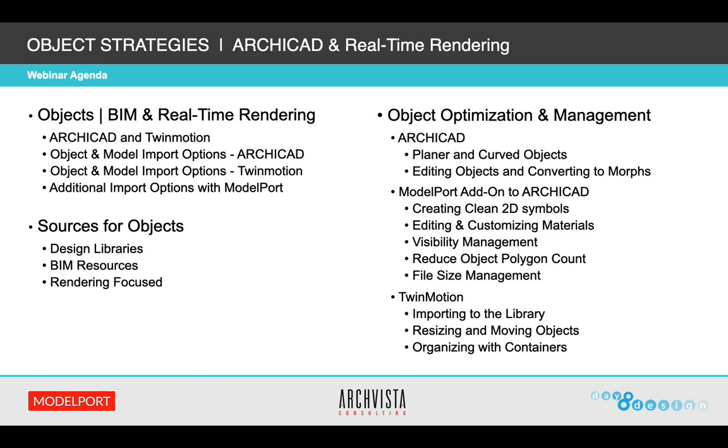We'll review importing into Archicad, including planar and curved objects, editing objects and converting to morphs. We'll then review ModelPort add-on to Archicad, including creating clean 2D symbols, editing and customizing materials, visibility management, reducing object polygon count, and file size management. And finally, we'll review Twinmotion in terms of importing to the library, resizing and moving objects, and organizing with containers.